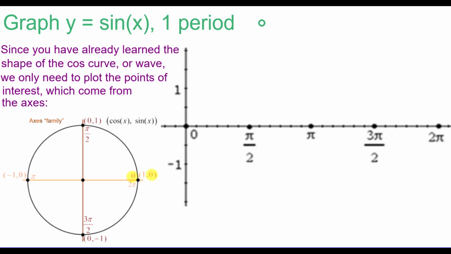So at 0, the sine of 0 is 0, so we'll plot the origin. The sine of pi over 2 is 1, so pi over 2 comma 1. Sine of pi is 0, so over to the right pi, and then 0. Sine of 3 pi over 2 is negative 1, so right 3 pi over 2, down 1. And the sine of 2 pi is 0. Connect the points, concave down, then concave up.